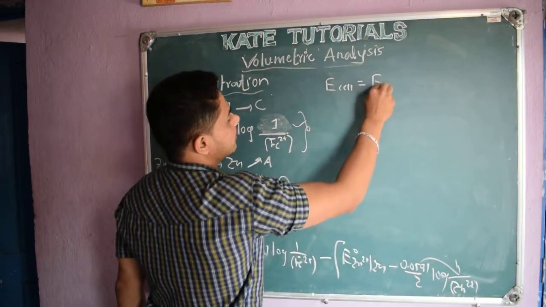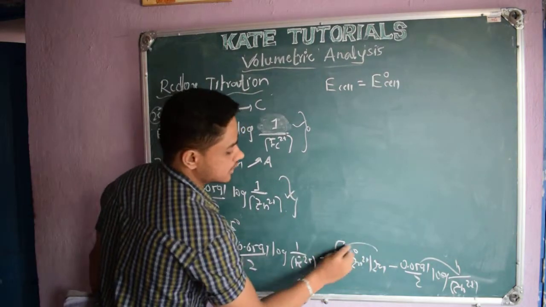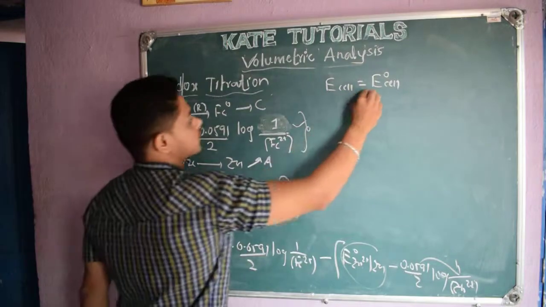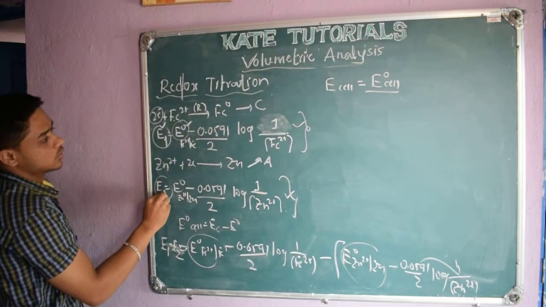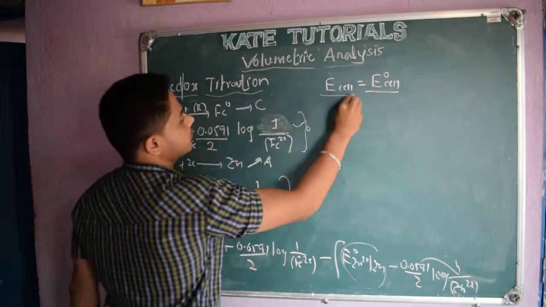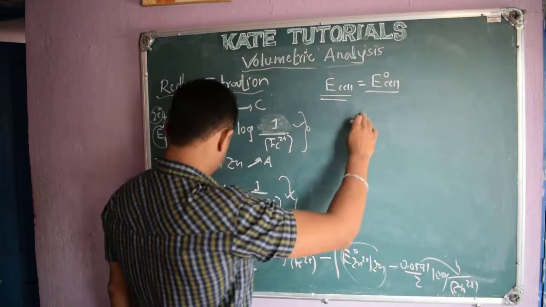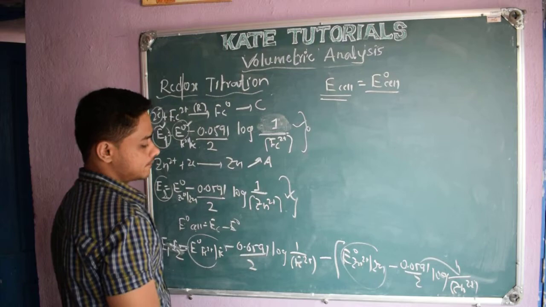Let me call it E naught of cell: this half cell minus this half cell. This is E1 minus E2, since it is cathode minus anode, so E1 minus E2 is nothing but E of cell. Then minus 0.059, and minus of minus becomes plus.